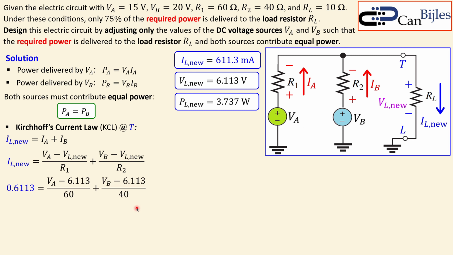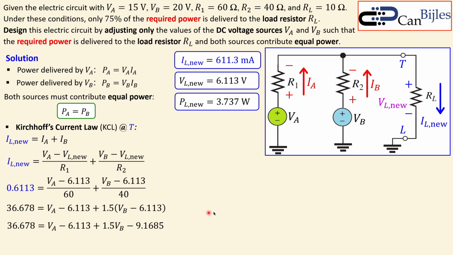Now let's multiply left and right hand side by 60. That will give us a little bit easier expression without any fraction, and this is what we have. And if I again work it out, 1.5 is VB and also 1.5 is minus 6.113, you will get this. Now let's bring everything together and then place here on the left hand side the constant, so I can move this and this part to the left hand side and keep the VA plus 1.5 VB to the right.